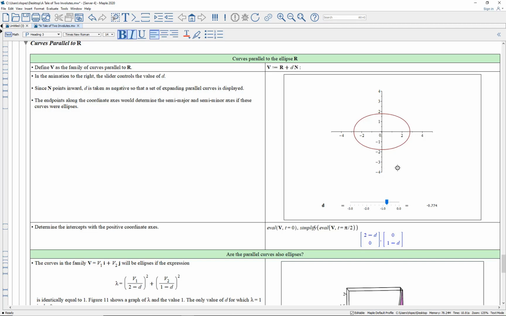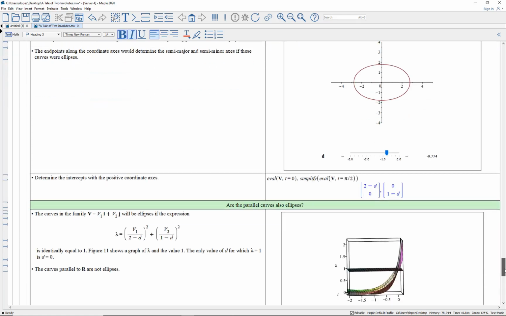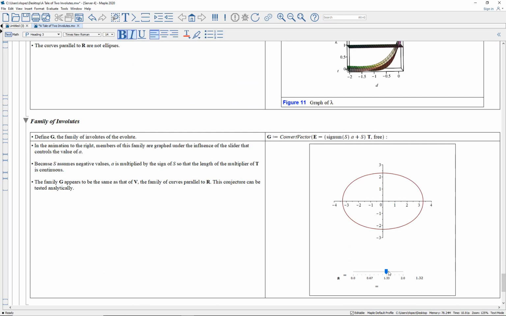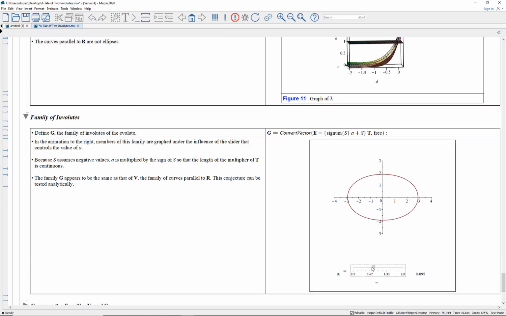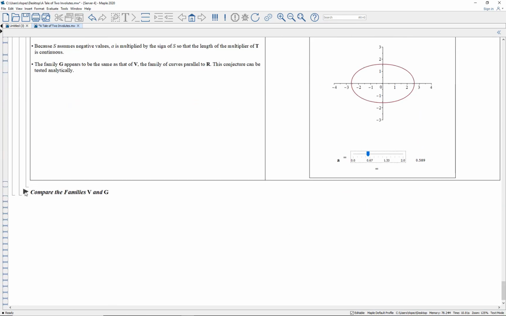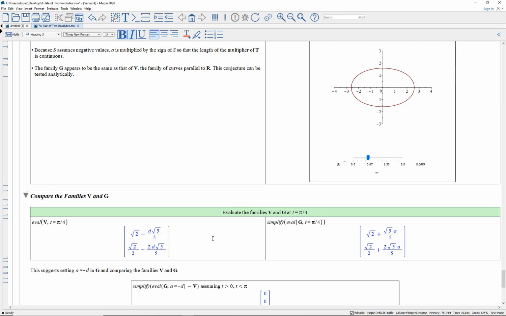Now, this was directly computed as a family of parallel curves for the ellipse, so we know that that's okay. Then we have the family involute of the evolute. They look the same. Can we get analytic evidence that they are the same? So here's what I looked at. I evaluated each family at pi over 4 to get some insight. This one has D as the parameter, and this one has A as the parameter. And I noticed that if D were minus A, these two families would be the same.